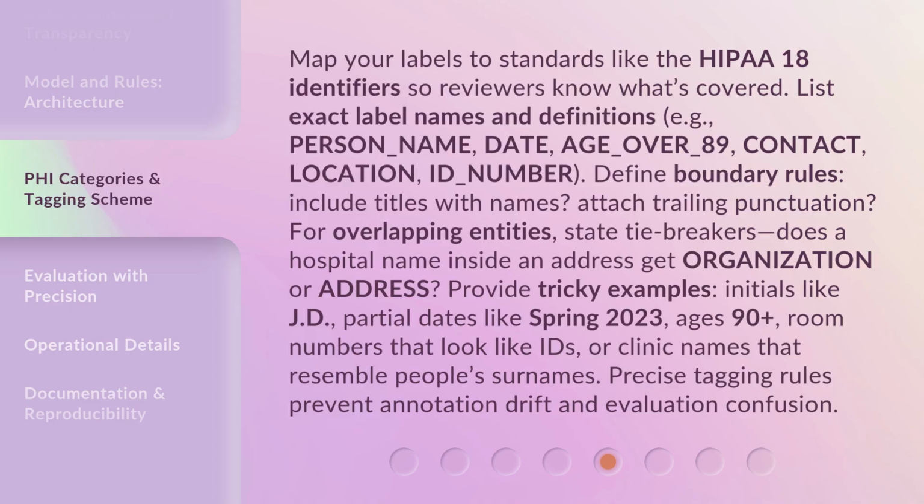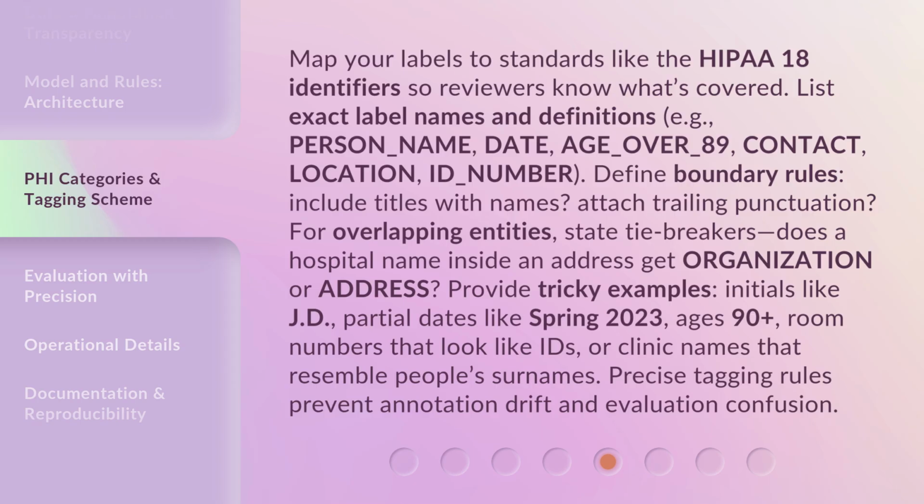Map your labels to standards like the HIPAA 18 identifiers so reviewers know what's covered. List exact label names and definitions, e.g., person_name, date, age_over_89, contact, location, ID_number. Define boundary rules: include titles with names, attach trailing punctuation.